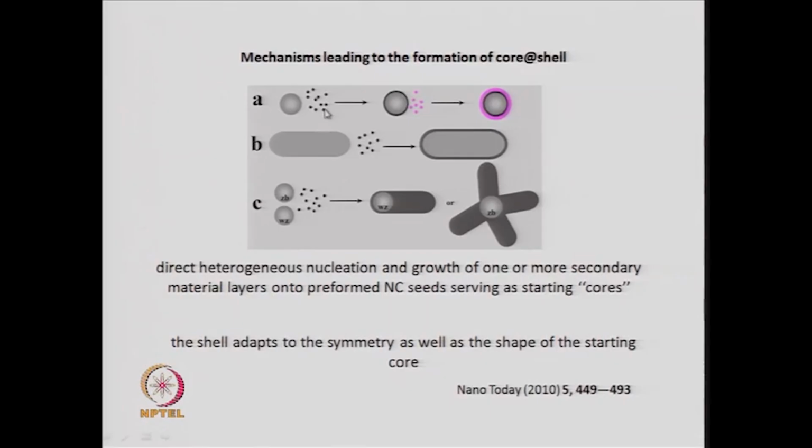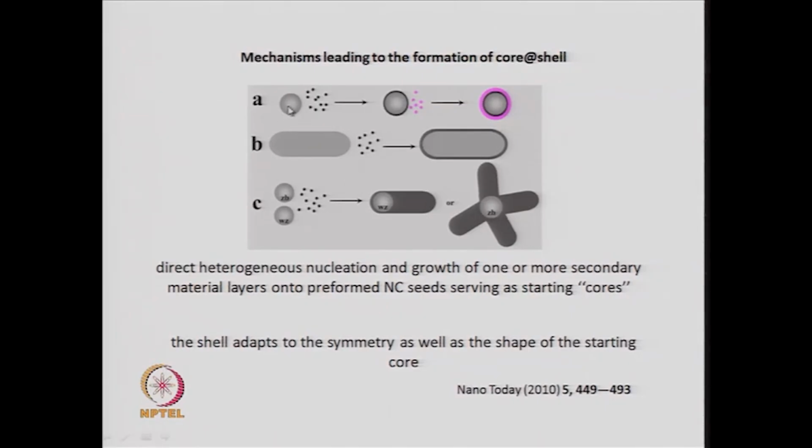Now, some of the mechanisms which lead to the formation of core shell structures. Typically, a core shell structure is represented as core, with the @ symbol, and shell. That means, suppose A is the core, you write A@B where the shell is B. Now, there can be several different mechanisms by which you can form core and shell. So, here for example, you have a particle which is going to be your core material, and then you want to make a shell of some other material.